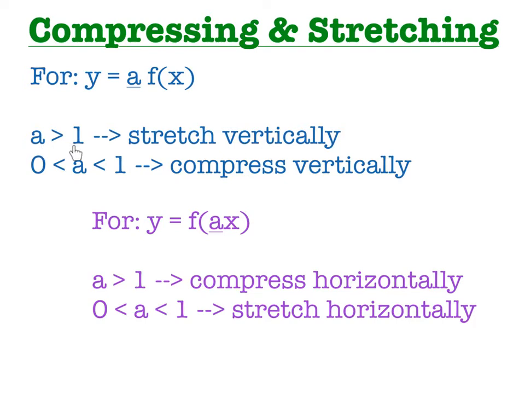If a is greater than 1, then that stretches my original f of x vertically, or up and down. And if it's between 0 and 1, like if it's 1/2, 1/3, it's going to compress it vertically, which means it's going to shrink it down. And if I have an a within the x, so if I multiply that by 2 or 1/2 or 50, then if it's greater than 1, it's going to compress it horizontally. And if it's between 0 and 1, so if it's a fractional value, it's going to stretch it horizontally.